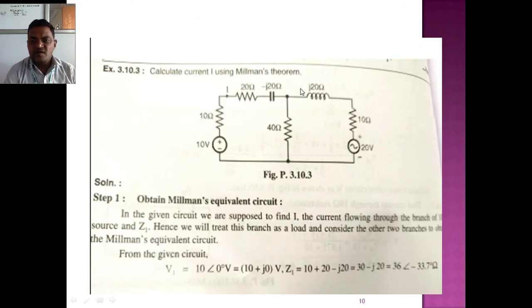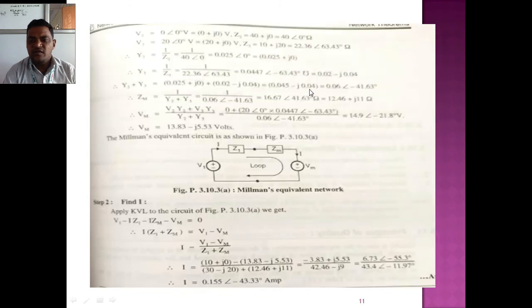Then Z3 is 10 plus j20. This is the rectangular form, and it is necessary to convert it into polar form. That gives 22.36 at an angle of 63.43 degrees ohm. Then we calculate Y2, which equals 1 upon Z2, that is 1 upon 40 at an angle of 0, which is 0.025. For this case, you just take the magnitude division, and for the angle you take the subtraction. So 1 upon 40 equals 0.025 at an angle of 0, and converting again into rectangular form, it is 0.025 plus j0.